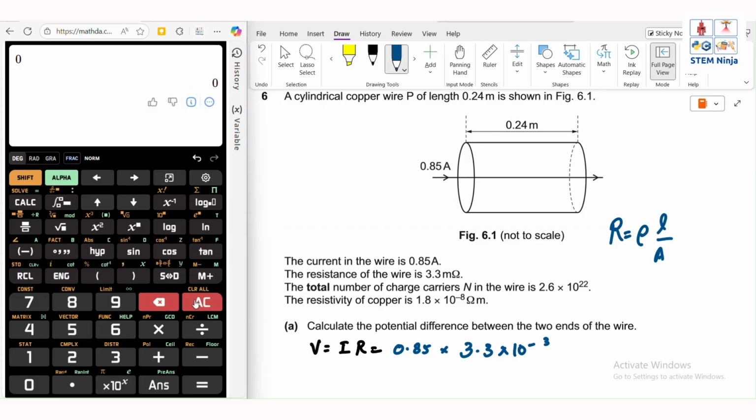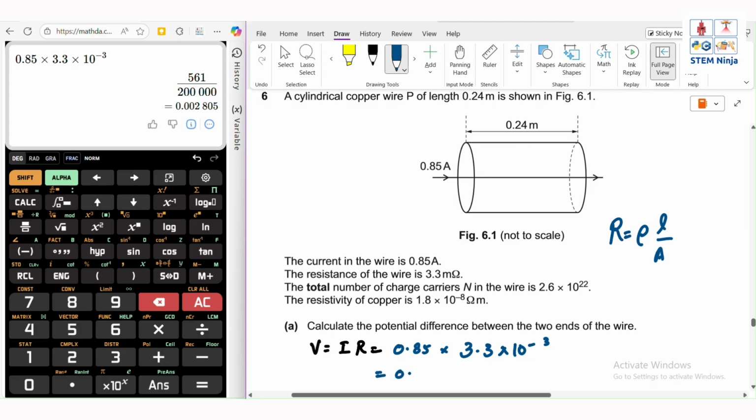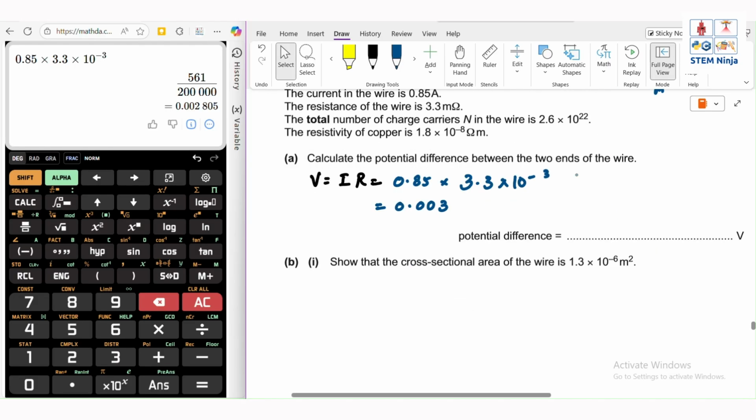So 0.85 times 3.3 × 10^-3. So this is 0.003. You could write this in the standard form also.